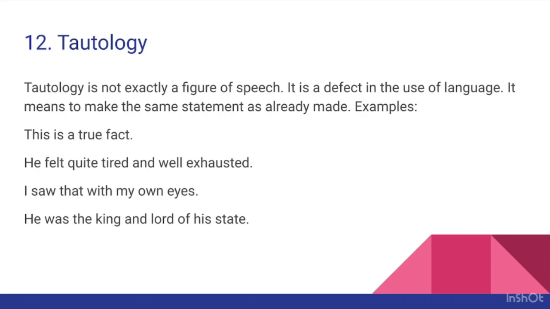Likewise, he felt quite tired and well exhausted. Both the words tired and well exhausted mean the same thing, so we don't have to use the two words separately. I saw that with my own eyes. We see everything with our eyes, so you don't have to say that you have seen something with your eyes. You have seen something. That's okay. So in this sentence, it is enough to say, I saw that. Okay. He was the king and lord of his state. Again, king and lord of his state both denote the same meaning. So we should have used only one of these.